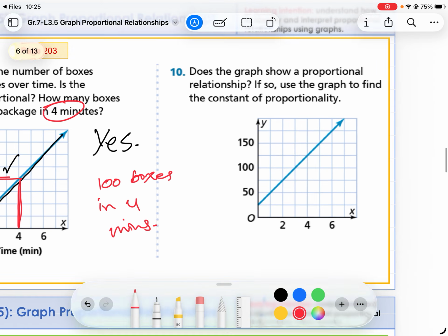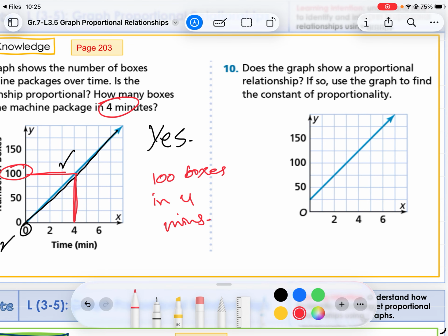Let's move on here. Does this graph represent a proportional relationship? As you can see, it's a straight line, but does it pass through the origin? No, it doesn't. So is it a proportional relationship? No. So can you find here the constant of proportionality?